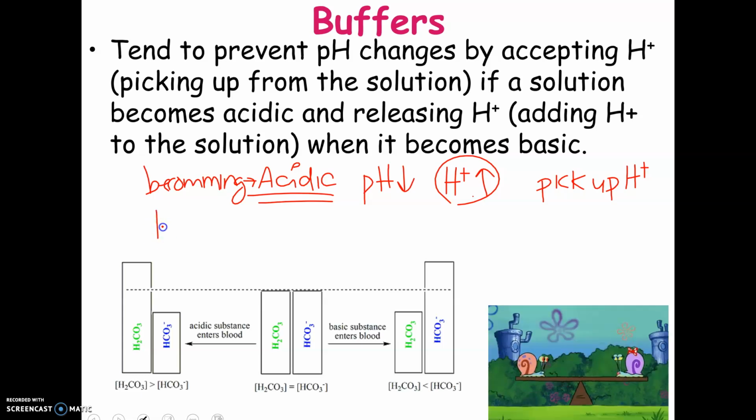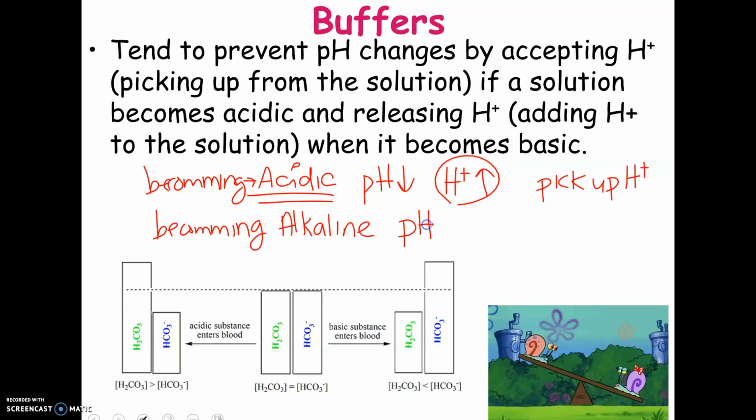So what if it was becoming basic? What if something was happening in your body that was causing the pH of your blood to become basic or alkaline? What would that mean? Well, that would mean that your pH was going up, and your hydrogen concentration was going down. pH up, hydrogen concentration down. That means your hydrogen concentration is getting too low.